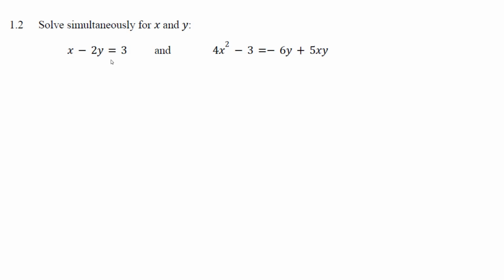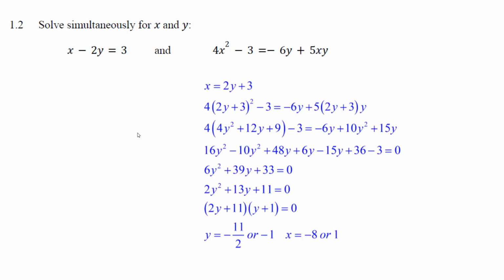So x equals is easiest. If you make it y equals, you'll end up with fractions. So I see that x equals 2y plus 3. And what do we do with this 2y plus 3? That's x. Well, we look up here to see x, and we put a bracket, and we put 2y plus 3 right in there, and we square it.